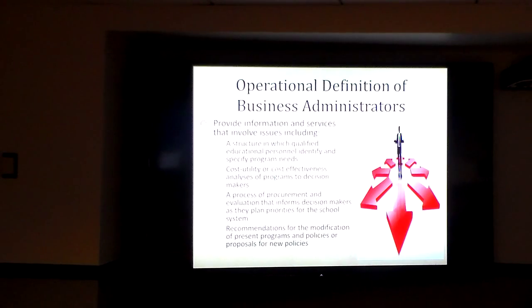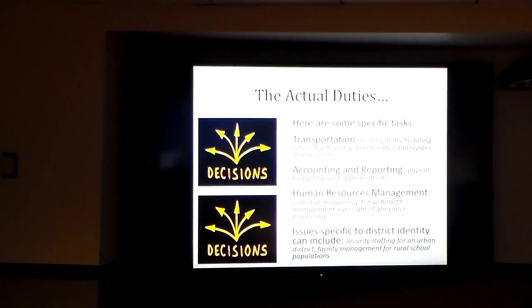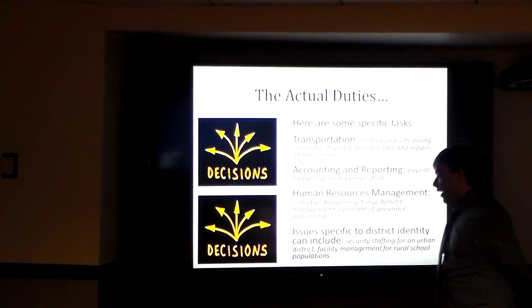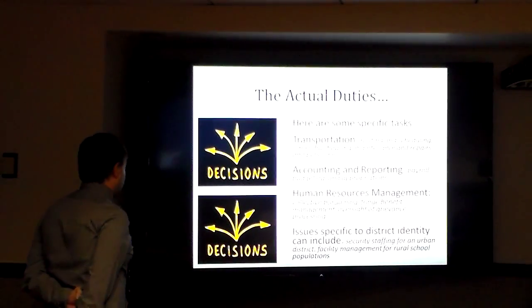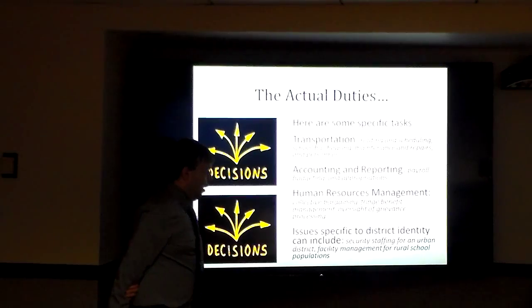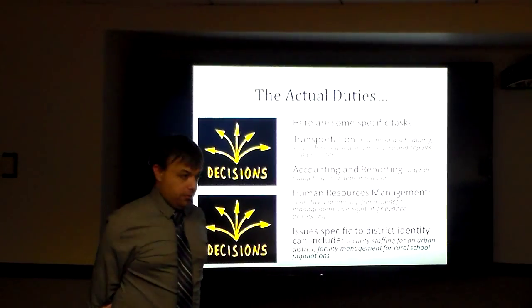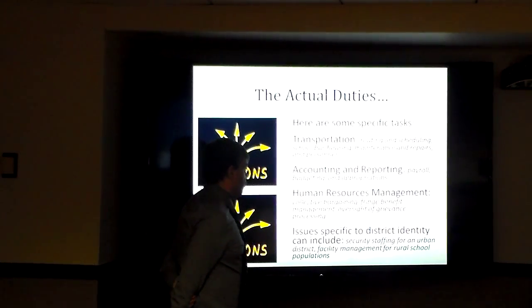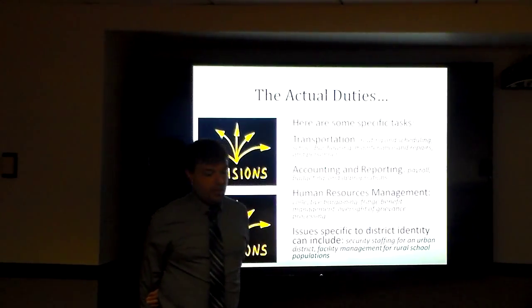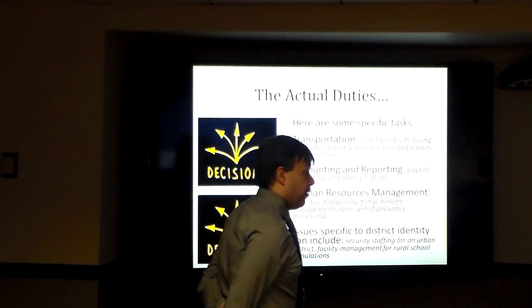So an operational definition of business managers and what they do. I like this, but I'm more interested in this. This is what the business manager should technically do in every single district. In your ideal world, this is what should be consistently done for business managers. Number 1, they oversee the transportation department. So many mistakes are made with transportation. They should be responsible for the transportation department.